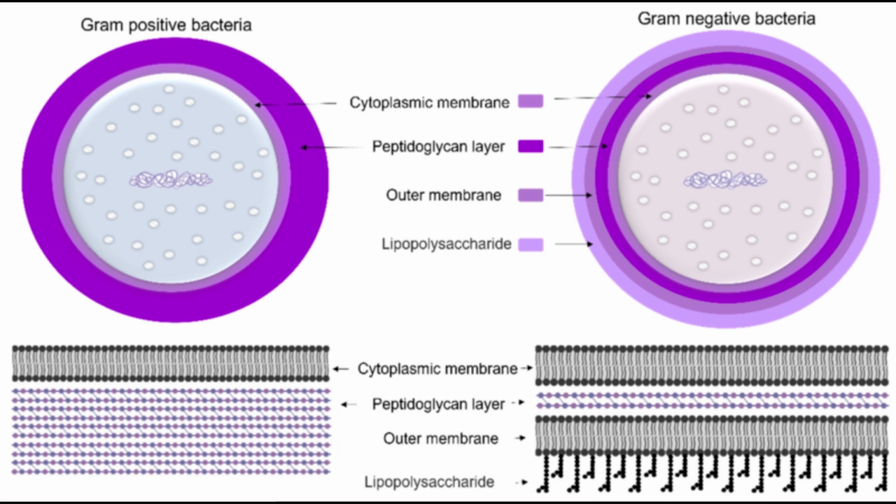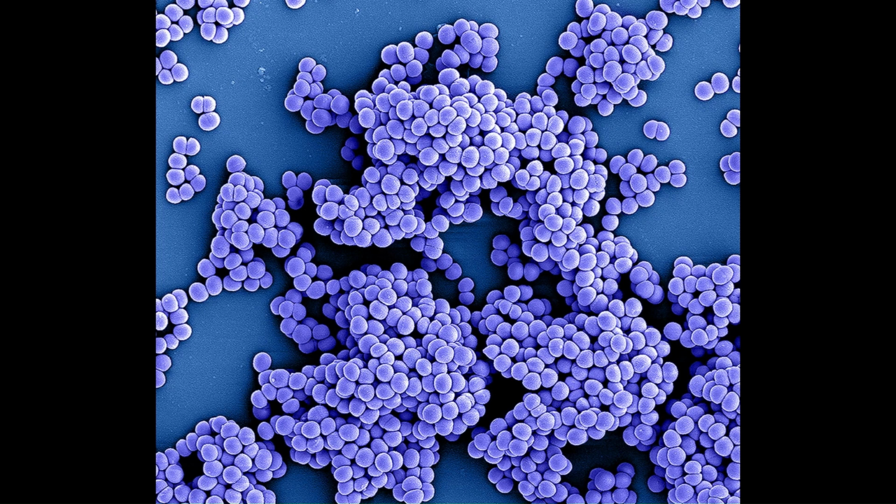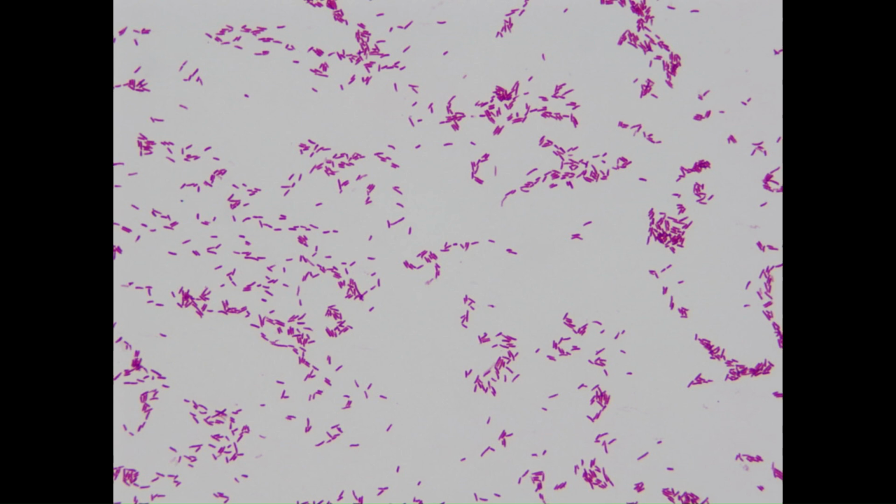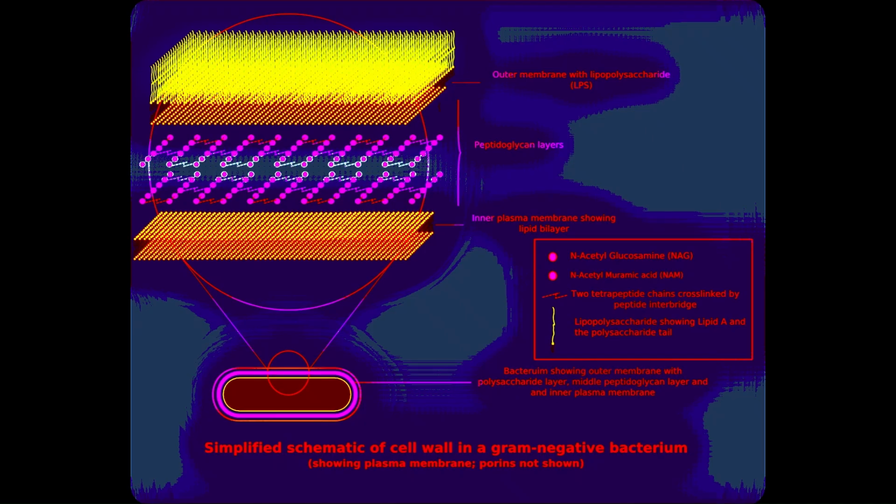Gram-positive bacteria, like Staphylococcus aureus, have a thick peptidoglycan layer in their cell walls which retains the purple dye. This thick layer provides structural support and protection. Gram-negative bacteria, like Escherichia coli, have a thinner peptidoglycan layer and an outer membrane that allows the purple dye to wash away, leaving them pink. This outer membrane can also act as a barrier to certain antibiotics.